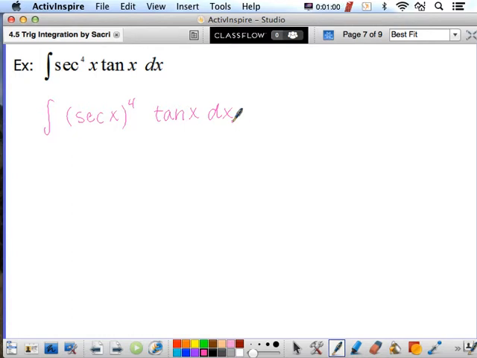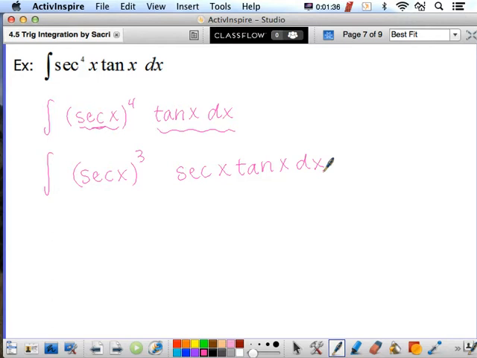What's the derivative of secant of x? Secant x tangent x. So the derivative of the inside here is secant x tangent x, and I only have a tangent x available right now. But I have 4 secants there, right? So could I just borrow one? Really, that's just secant x, secant x, secant x, secant x times tangent x. So I could just write it as secant x cubed and borrow one of those and give him to the integral gods.